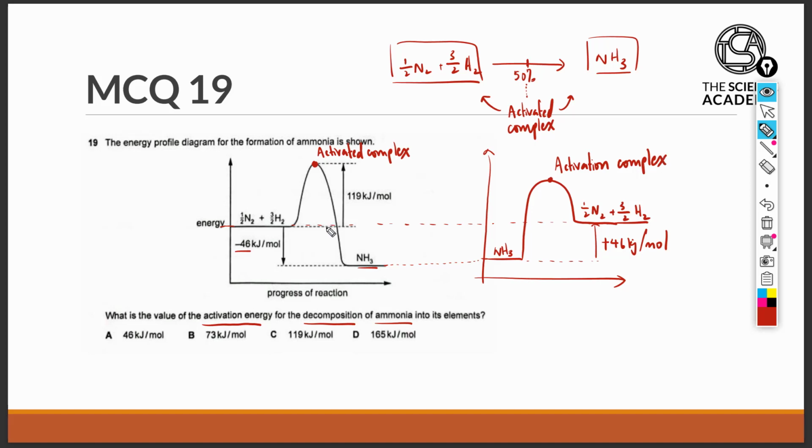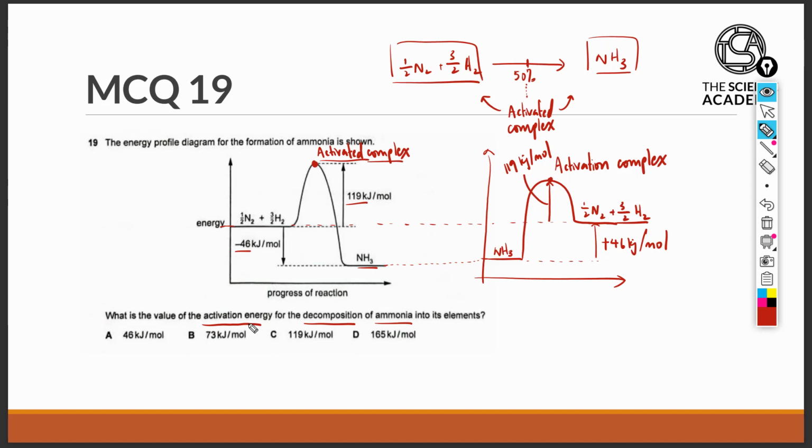The first energy profile diagram tells us that the energy level of this activated complex is 119 kilojoules per mole above this pair of substances. So if we translate that into this energy profile diagram, it is the same, 119 kilojoules above this same pair of substances. So the height of this portion of the hump is going to be 119 kilojoules per mole.